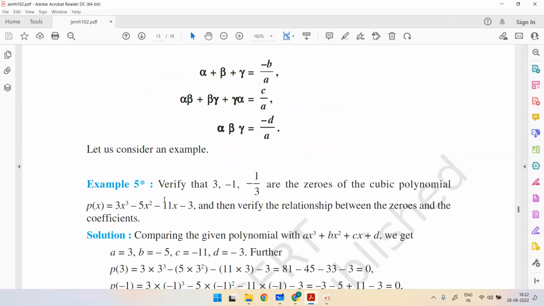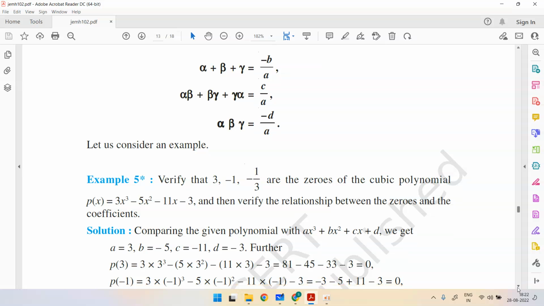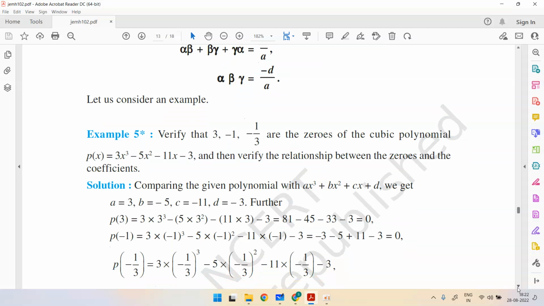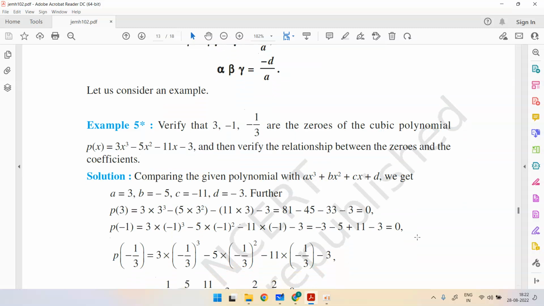Now, based on this, this question has been given. Verify that 3, minus 1 and minus 1 by 3 are the zeros of the cubic polynomial. Now, if you substitute the value of 3 here and solve, this will be 0. Minus 1, solve, this will give you 0. And minus 1 by 3, solve, this will give you 0. They have also solved this. You will get 0, 0, 0.